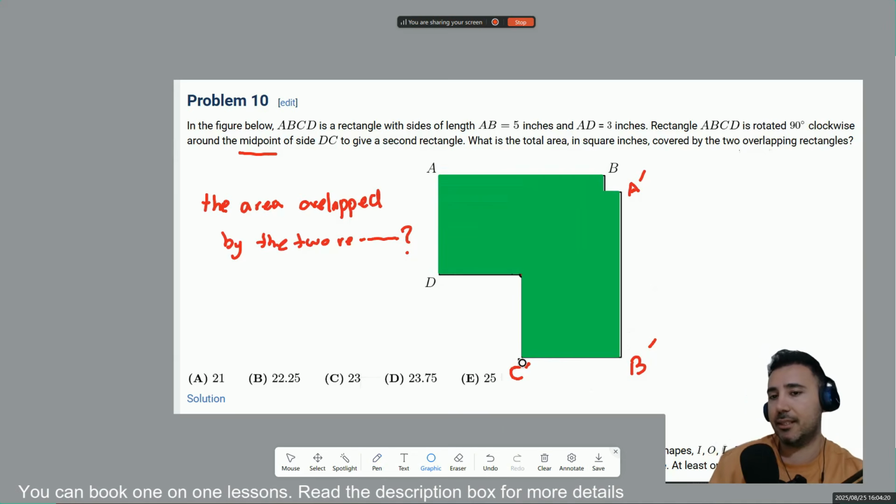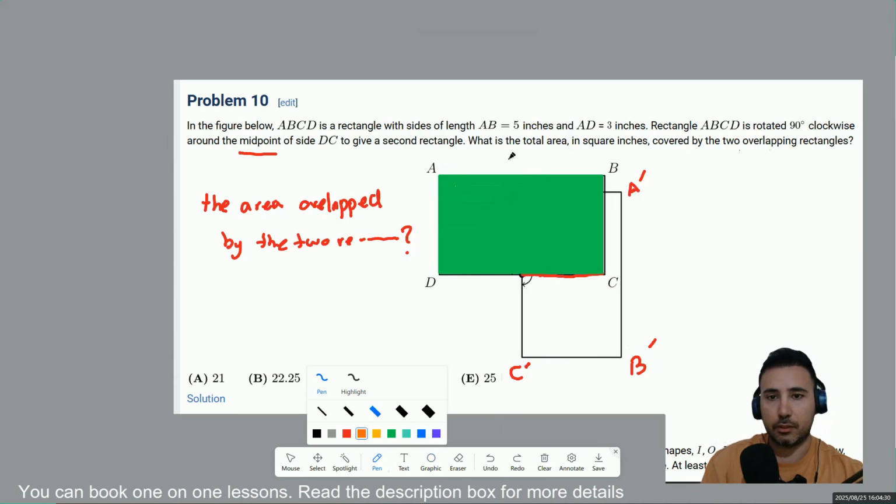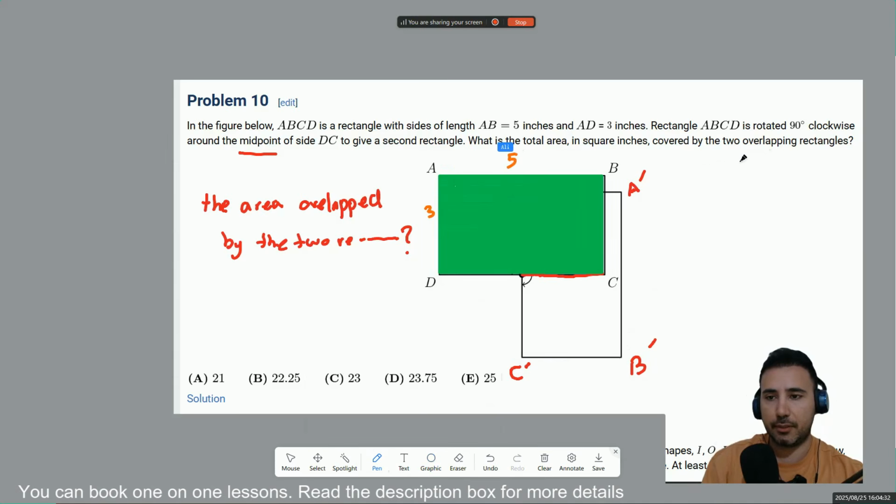We need to find the green area. Okay, so how to find it? What is the area of one of these rectangles? This was a 5, this was a 3. So 5 times 3 is 15, right?